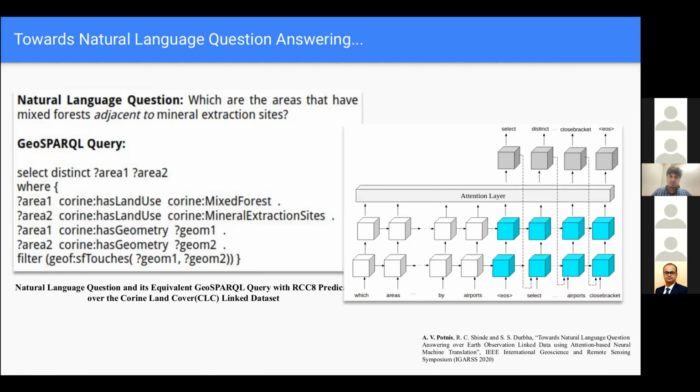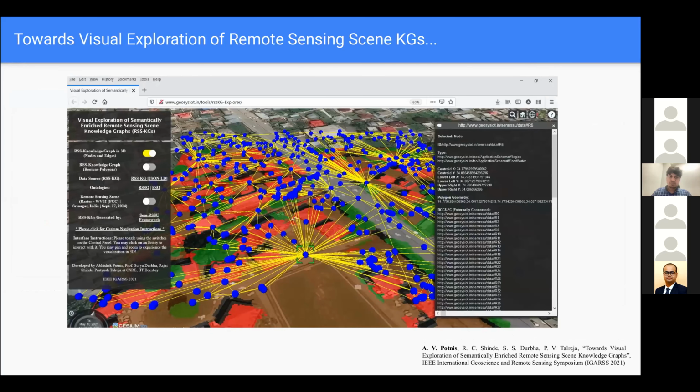So this essential problem was tackled in this research study, wherein we strive to translate this English language question to its GeoSPARQL query equivalent. The approach that we used for this particular research study was neural machine translation with attention. So the idea was to take this entire set of words in the English language and have the machine generate its GeoSPARQL query equivalent, right? We had a decent success at this research study. So that was one of the prominent research works in regards to natural language question answering over remote sensing scenes.